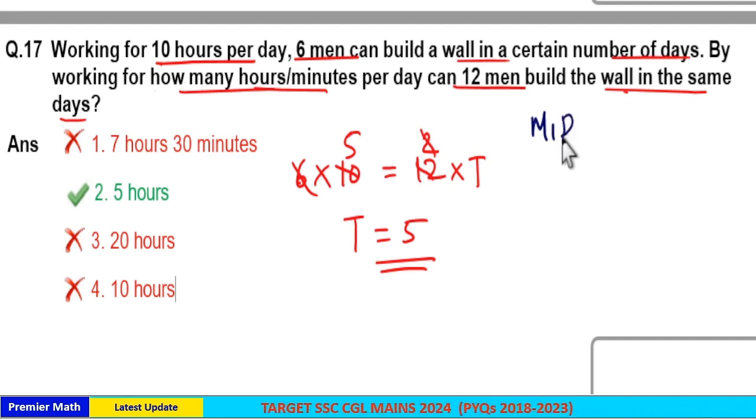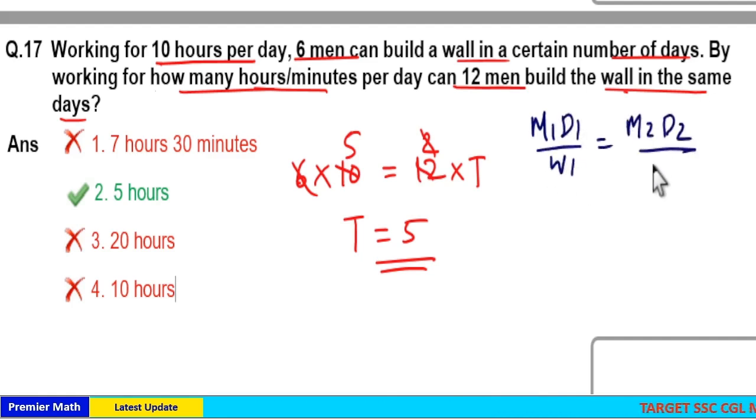Here we are using the formula M1 D1 by W1 is equal to M2 D2 by W2. Here, instead of the number of days, take the total number of hours. That is, you can use T1, T2 also here. Here the number of days and work is the same. So use T1 and T2 instead of days.